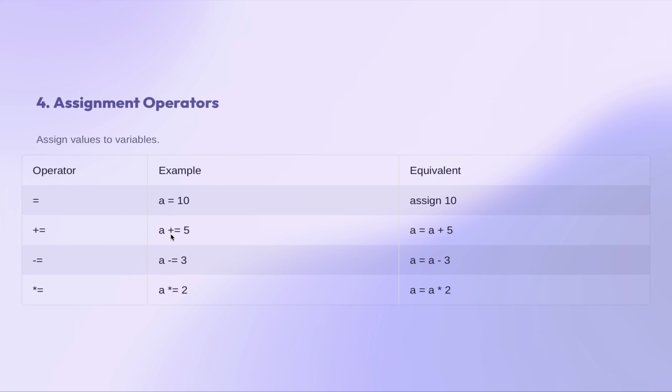This means a plus equals 5 means assign the value of a incremented by 5 to a. Here a minus equals 3 means assign the value of a minus 3, that is a equals a minus 3. A equals a plus 5, a equals a minus 3. Here a star equals 2 means a equals a star 2. That's how the logic of assignment operators works.